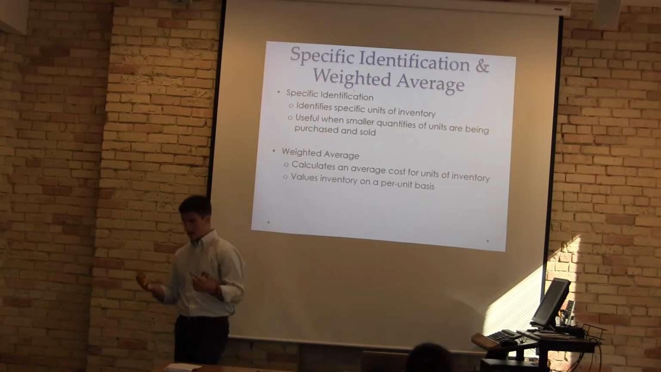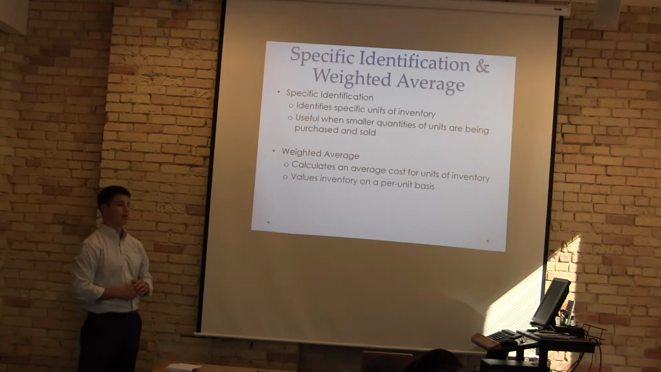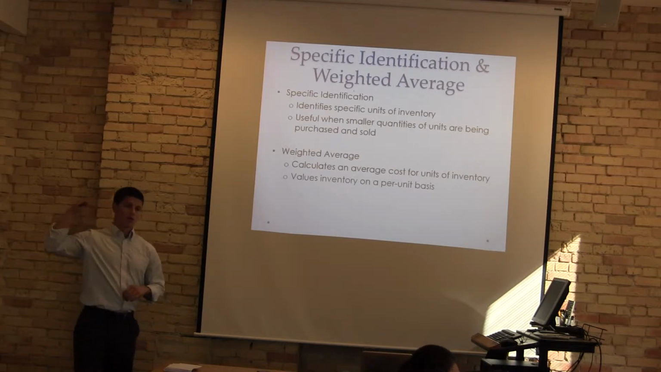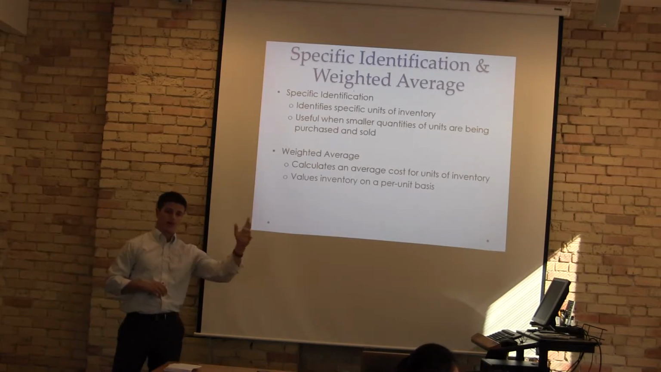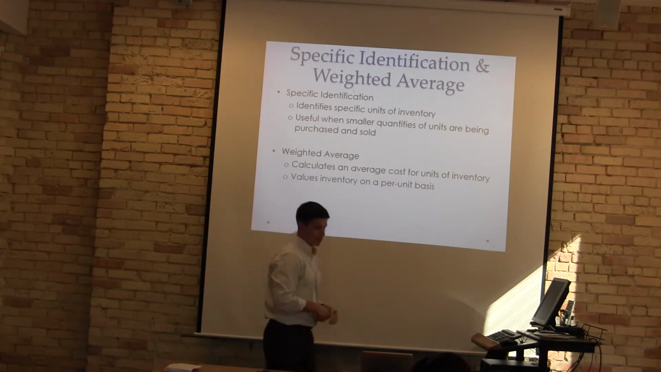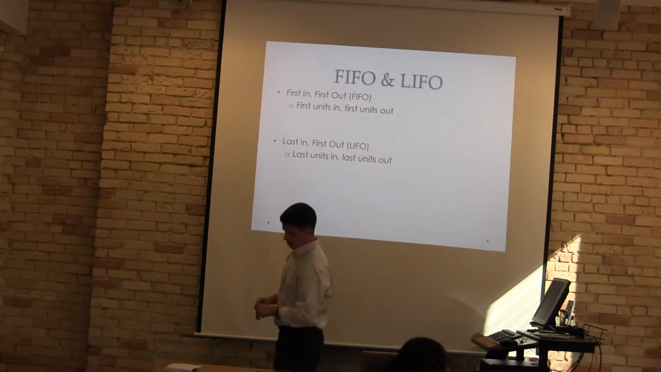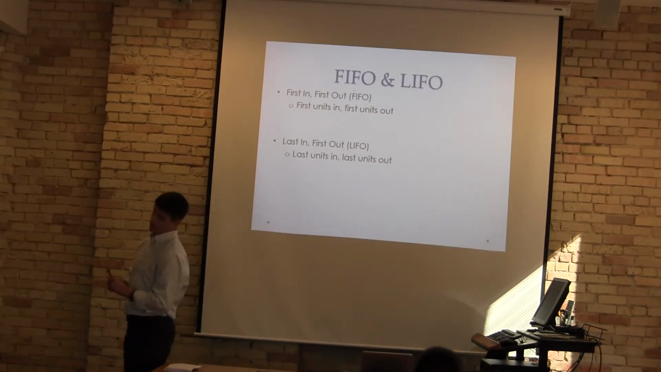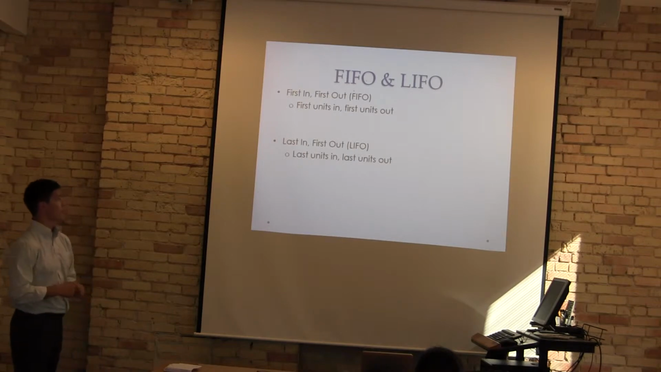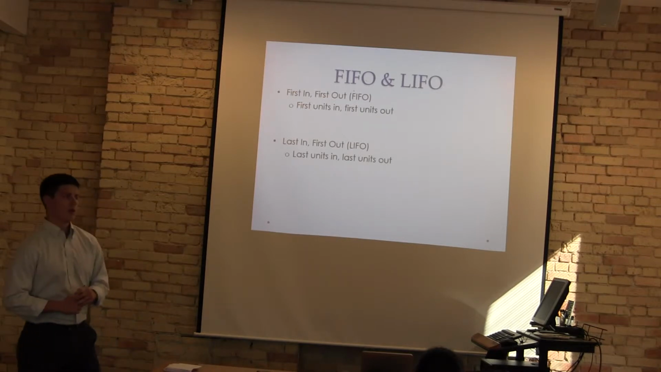Weighted average, again, exactly like it sounds. You're going to just compute a weighted average on a per unit basis. So you take the total value of all our inventory and divide it by the number of units we have. That's going to give you a weighted average on a per unit basis. So we're not going to spend too much time on those two. But being that we're a merchandising company, moving a lot of inventory, we need to focus on FIFO and LIFO. That being first in, first out, and last in, first out.